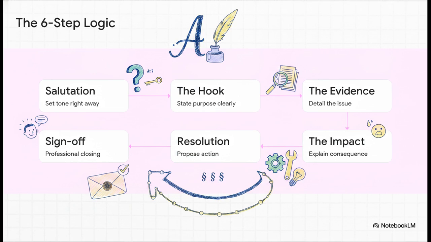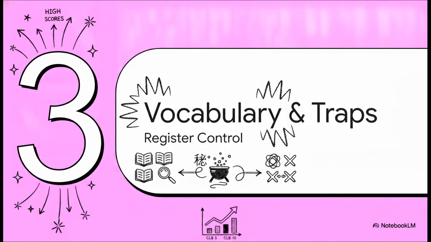Sticking to this exact flow naturally builds a 4 to 5 paragraph essay. And let me tell you, evaluators absolutely love this because it showcases perfect structural flow. Section 3. High-scoring vocabulary and traps.